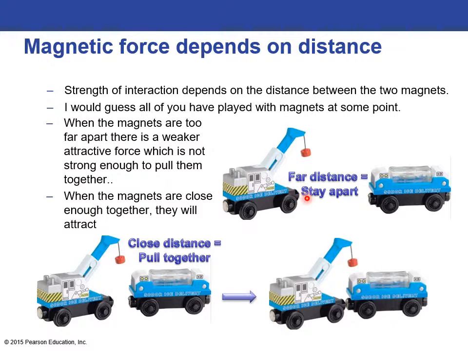if you have them this far apart, there's still a magnetic force between them, but it's a weaker force since they're further apart, and it's not strong enough to actually move the cars. But if you were to put them, say, a centimeter apart, then the magnetic force is strong enough that it will pull those two cars together and the magnets will hook together.